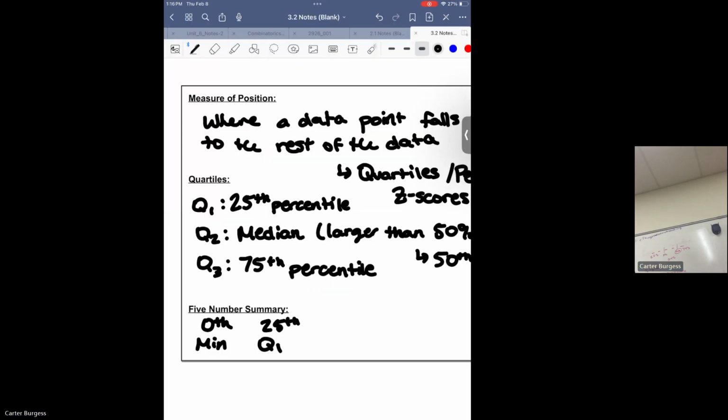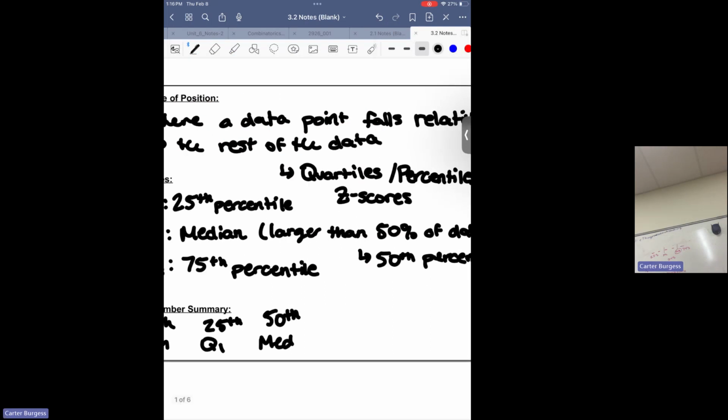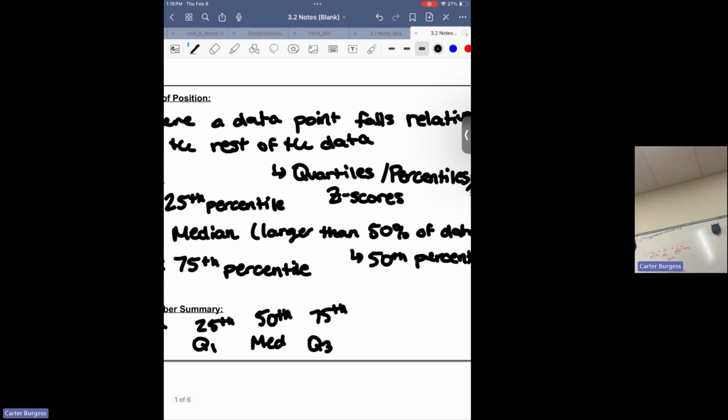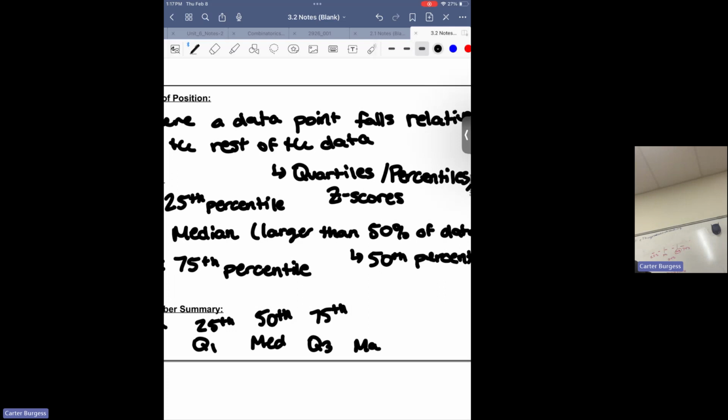And then we saw the median. I'm going to refer to it as the median, not Q2, because it's embarrassing to call it Q2. And then Q3, which is our 75th. And then what data point is going to be bigger than 100% of all of the rest of our data? The biggest number, the maximum value, is going to be bigger than 100%.